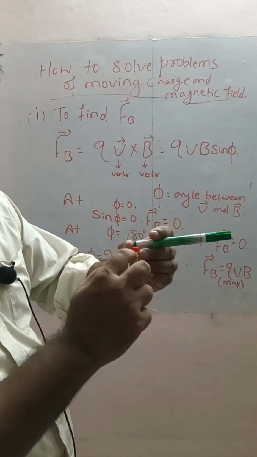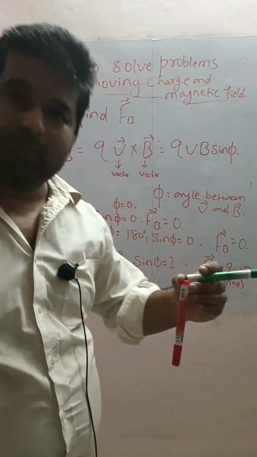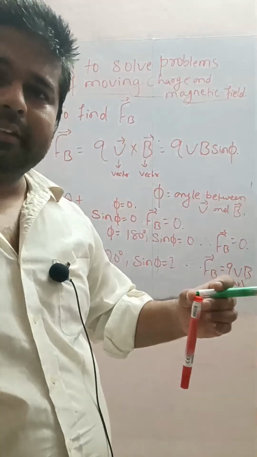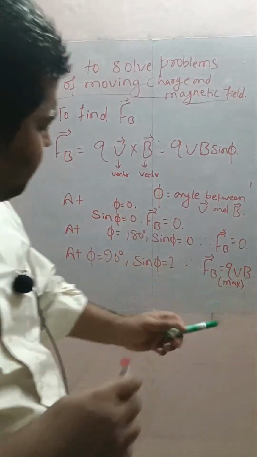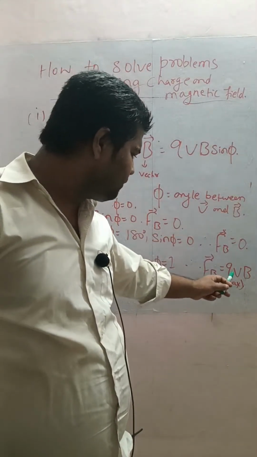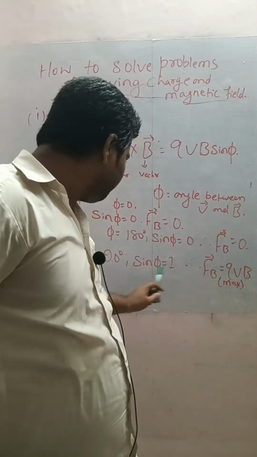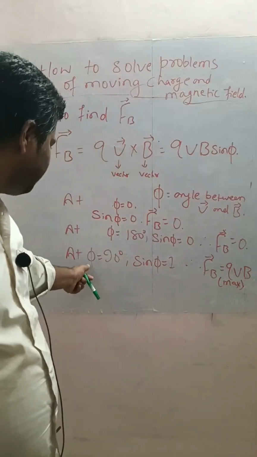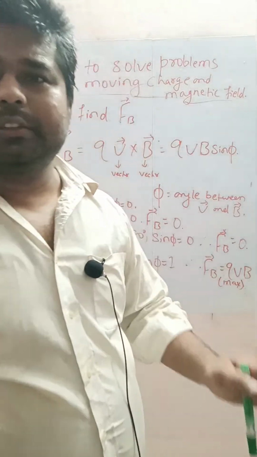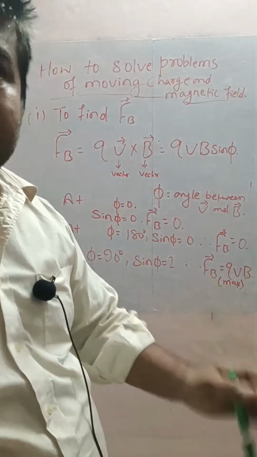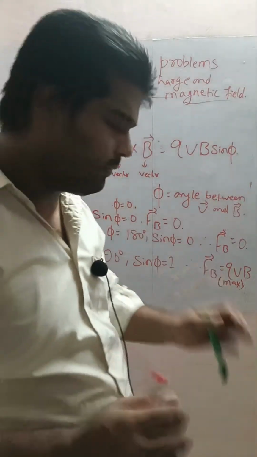In this case, if a charge is moving with the same velocity in the same magnetic field but at 90 degree to it, it experiences the force, that is Fb is equal to qvB, because sine phi is equal to 1. In that case, phi is equal to 90 degree, means the charge is experiencing the maximum magnetic force.